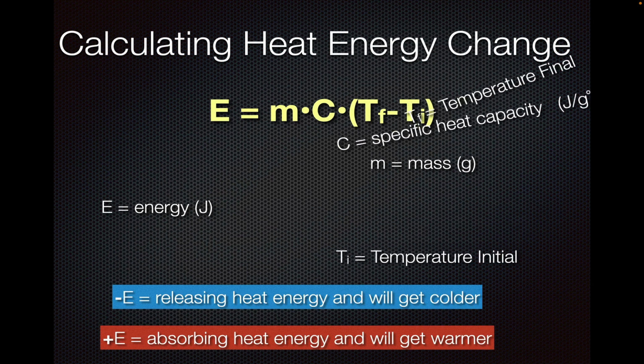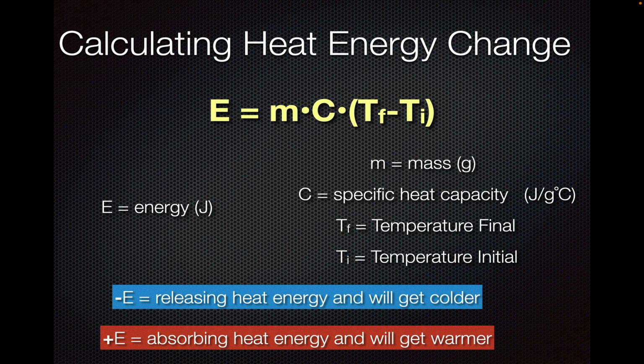Now, to calculate that, we end up with an equation. It looks kind of fancy. E, meaning energy, is equal to m, which is the mass, times c, well, that's the heat capacity we have to look up, times the final temperature minus the initial temperature, okay? So we need to know the change in temperature. If we have a negative energy, that means it's being released and it's going to get colder. If we have a positive energy, that means it's absorbed and it's going to get warmer.